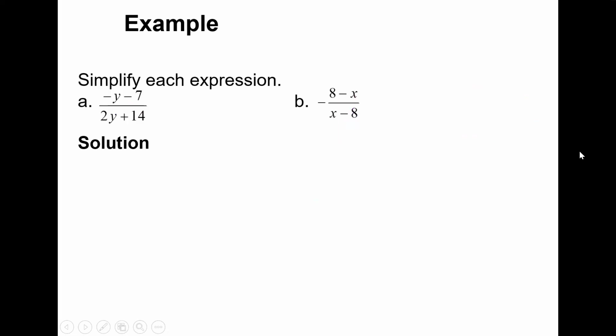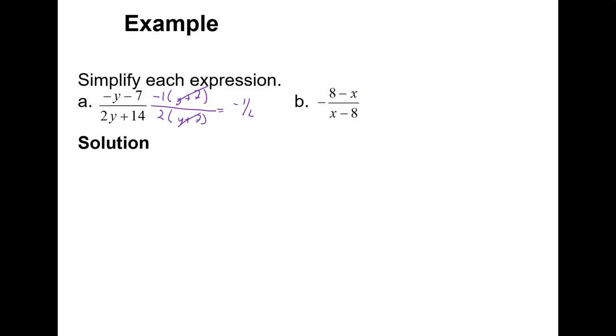All right, what about here? Let's do the same thing we did before. Here, I'm going to take out a -1, and then I have y plus 7. That way, I see that this is probably going to be only positives. Then if I pull out a 2, I'll have a y plus 7. Now, cancel the y plus 7s, and I get a -1/2.